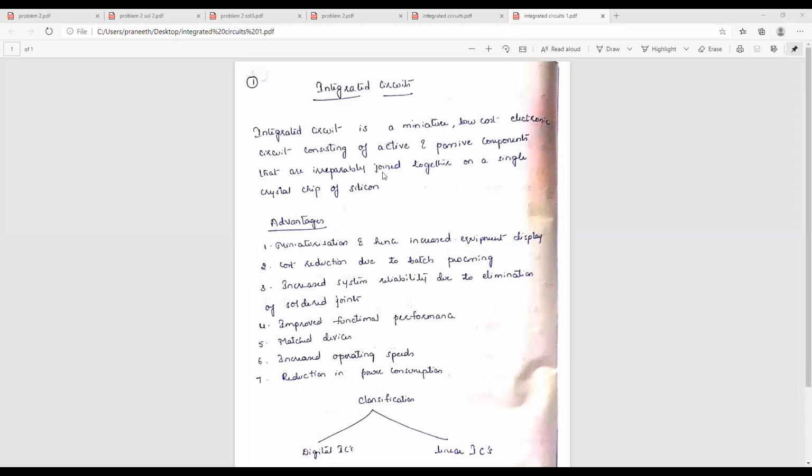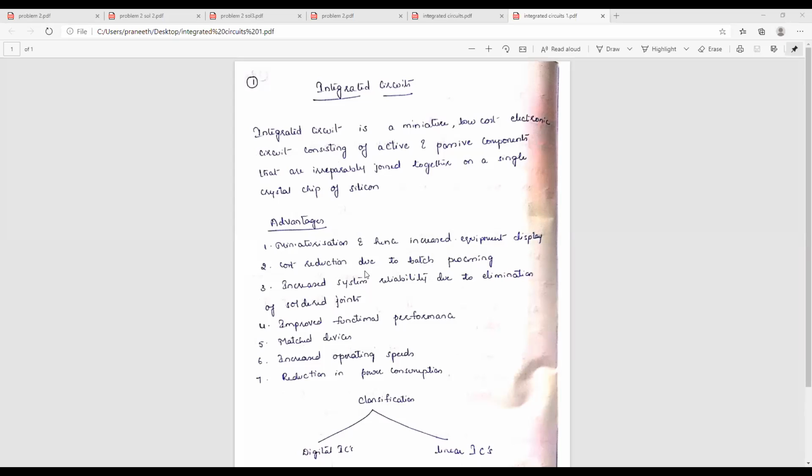Generally, the base for fabricating the ICs, the substrate, is silicon only. So on a base, you are using different active and passive elements and you are joining all of them together and building a circuit. It may even consist of multiple circuits. That's why it is said to be a miniature low-cost electronic circuit which consists of active and passive components that are irreparably joined together on a single crystal chip of silicon. This is one way of expressing what is meant by an integrated circuit.